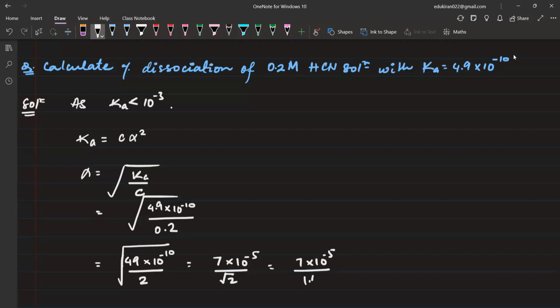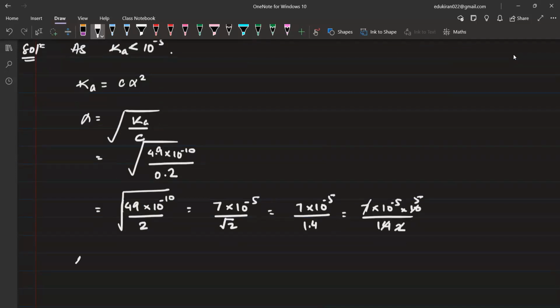Root 2 will be equal to 1.414, तो 1.4, and 1.4 को हम क्या लिख सकते हैं, 7 into 10 to the power minus 5 into 10 divided by 14. 1.4 को लिख सकते हैं 14 by 10, so that 10 will go above, and here 2s are and this 5s are, so alpha is equal to 5 into 10 to the power minus 5.